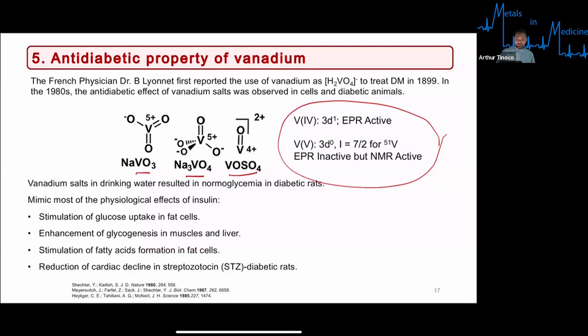And so what were those effects? They were the stimulation of glucose uptake in fat cells, the enhancement of glycogenesis in muscles and liver, stimulation of fatty acid formation in fat cells, and also reduction of cardiac decline in streptozotocin or STZ diabetic rats. So that's a classical diabetic rat model. So all of these different physiological effects were observed due to treatment with these vanadium salts. And so people thought, oh, then vanadium salts play the role of mimicking insulin.